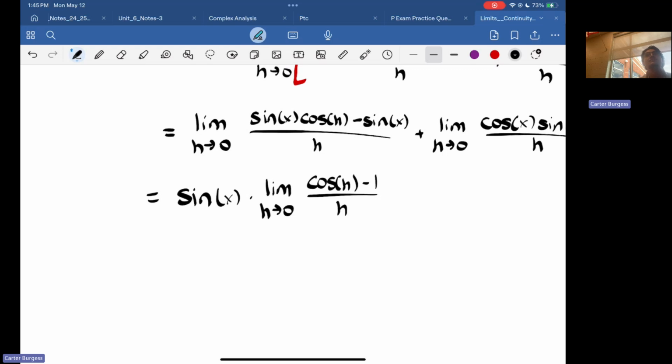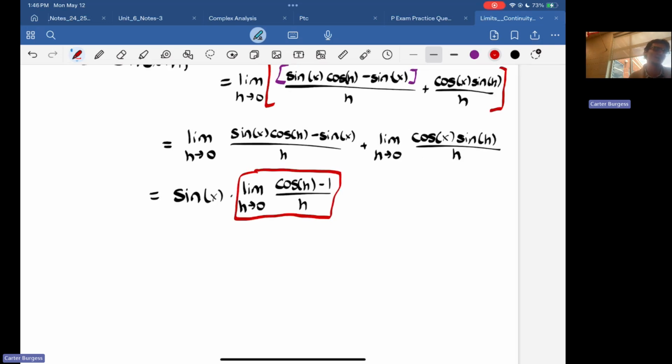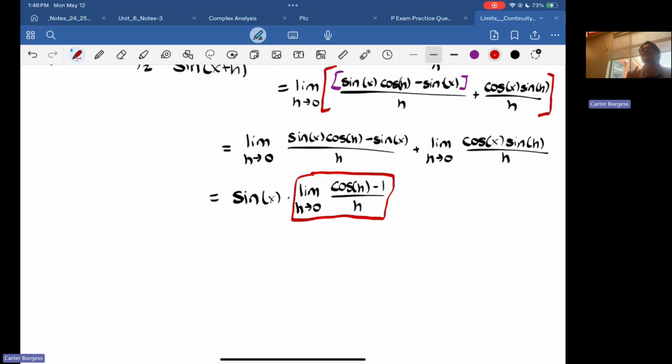Yeah, Harrison. You don't have to. It's just that this is a limit that we're going to be able to evaluate really easily. Yeah, it's like part of our target is to get to this limit. But how would you know that if you hadn't done this before? I don't know.